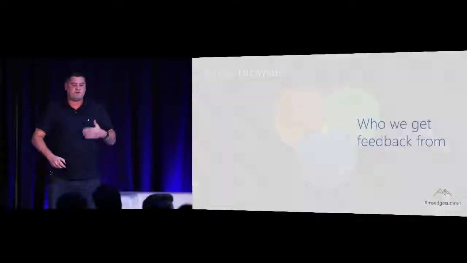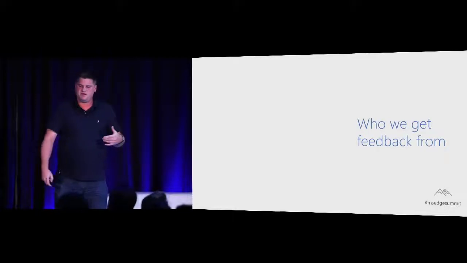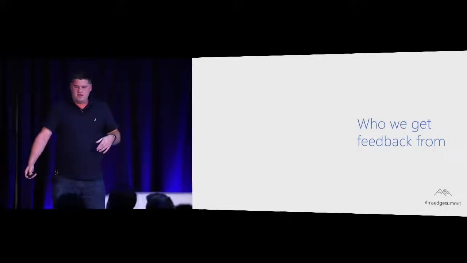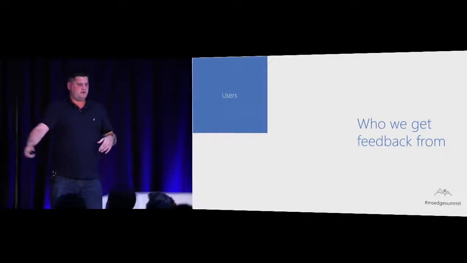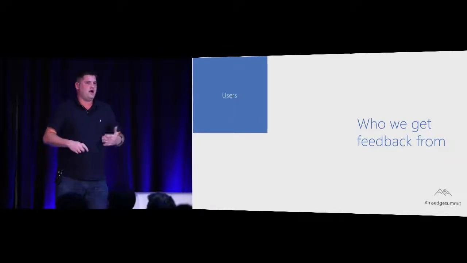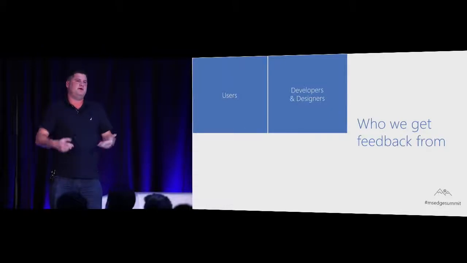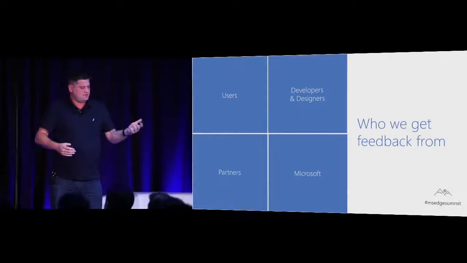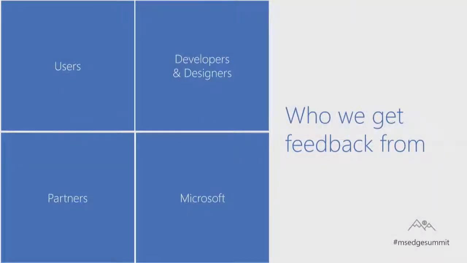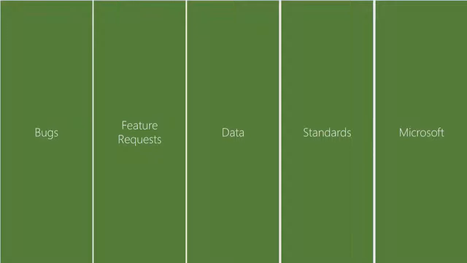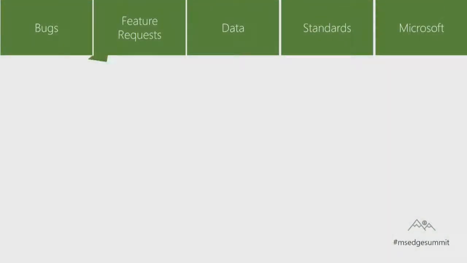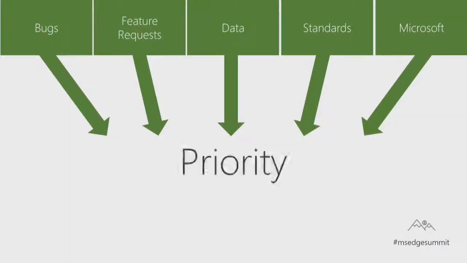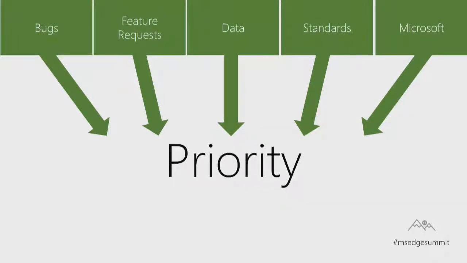So we end up getting feedback from a number of channels. Some of them you've already heard about. We'll go through some of those in a little more depth. We get feedback from our users directly on what they do and don't like. We get feedback from you, web developers and designers, on what you want us to be working on. With some of the largest sites on the planet, from our partners, such as Pinterest, for example, and our internal partners, Office, Outlook, and also business goals that we have for Microsoft. We end up getting multiple inputs, bugs, feature requests, data, standards, and those Microsoft business goals end up rolling in to determine the relative priority of what we work on.